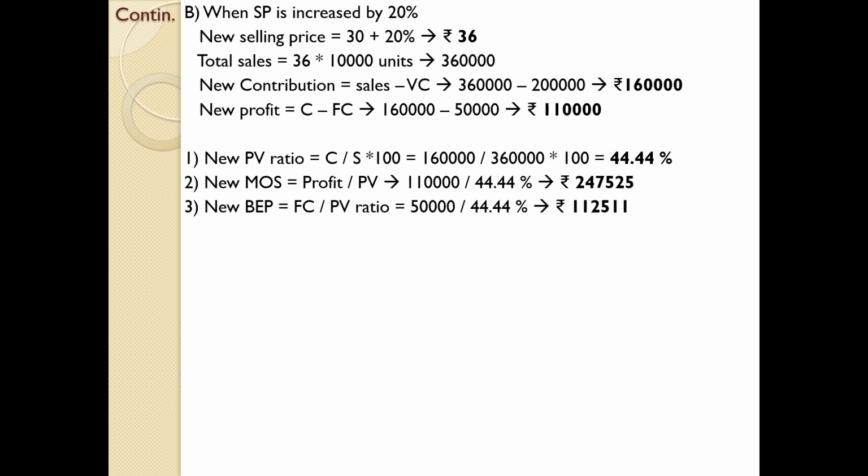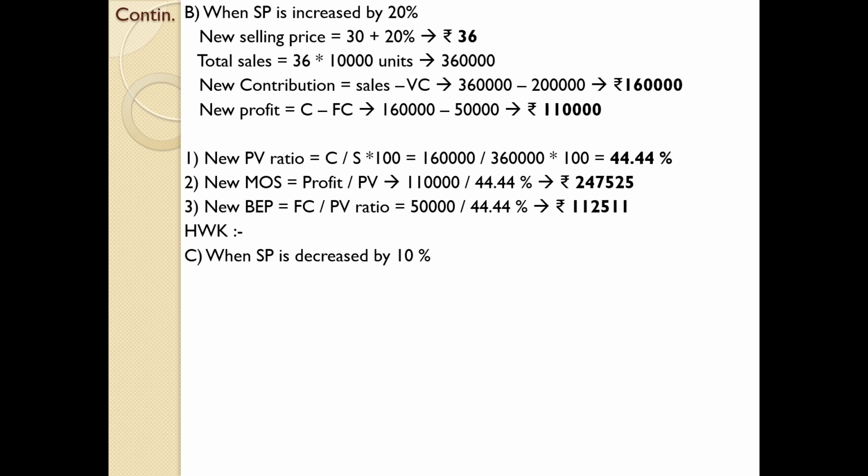And finally the third part is to find out the revised PV ratio, margin of safety and break-even point if the selling price is decreased by 10%. So try to find the answer for that one as part of your activity, and try to identify the values. If you have any queries, please let me know.